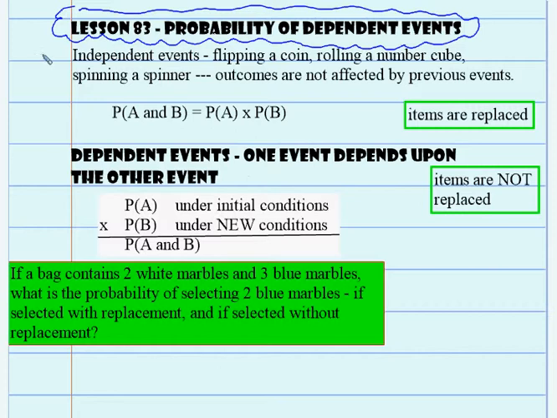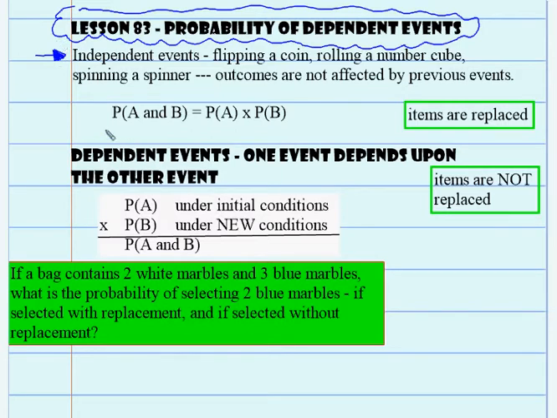So up till now we've been talking about independent events where the outcomes are not affected by previous events. Like flipping a coin, rolling a number cube, spinning a spinner. What happens on one coin flip does not affect the other one.